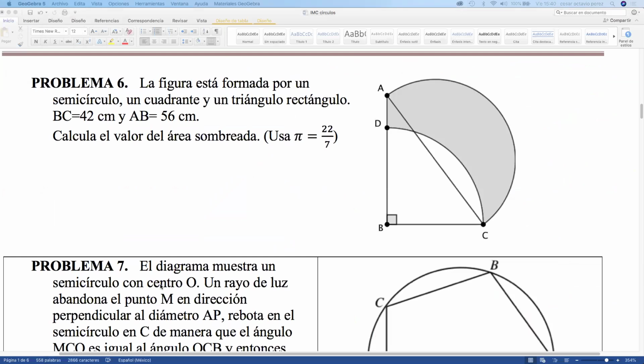Those problems are from a contest called IMC, International Mathematical Contest. There are two IMC in the world, and this is in Asia. And sometimes they ask that we use 22 divided by 7 instead of the exact value of pi. This is the value that the Greeks used.